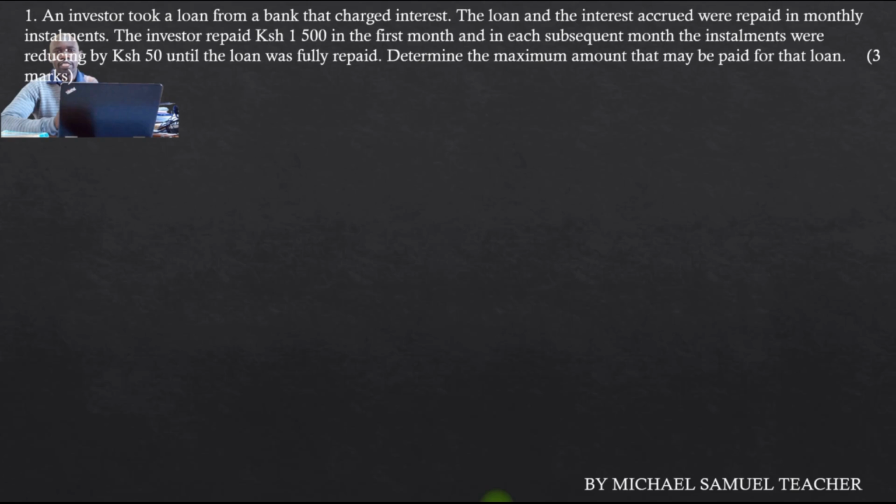And in question 1, it says that an investor took a loan from a bank that charged interest. The loan and the interest accrued were repaid in monthly installments. The investor repaid 1,500 shillings in the first month, and in each subsequent month the installments were reduced by 50 Kenyan shillings until the loan was fully repaid. Determine the maximum amount that may be paid for that loan.